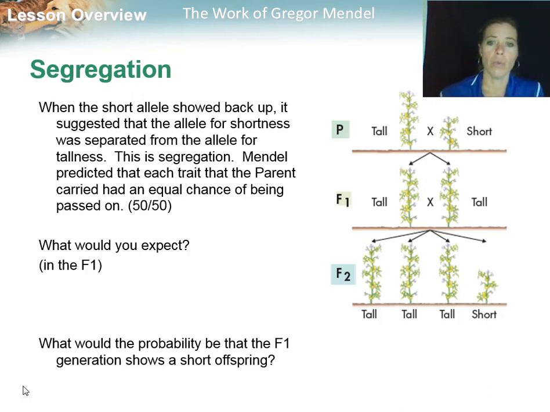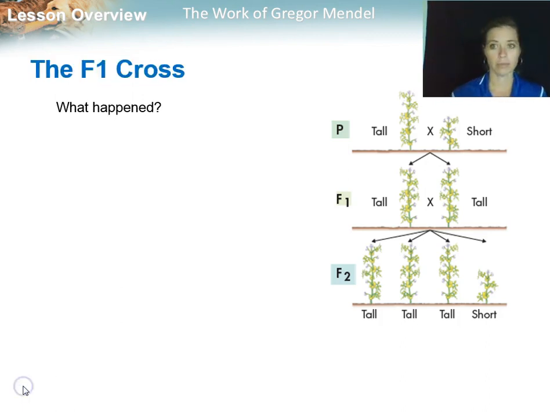So what would you expect in the F1 generation? What would you expect them to be inside of their genes? Would you expect them to carry both short and tall genes? Would you expect them only to carry tall genes or only to carry short genes? Well, Mendel looked at that and he said, well, they must be carrying both genes, or else the recessive wouldn't be able to show up in the F2 generation. And that's when things got interesting.